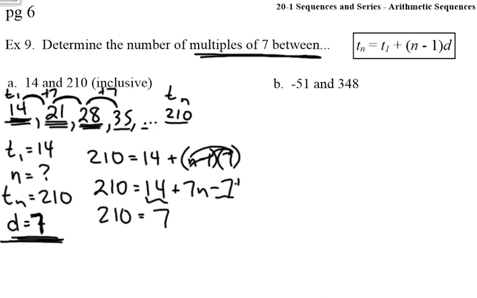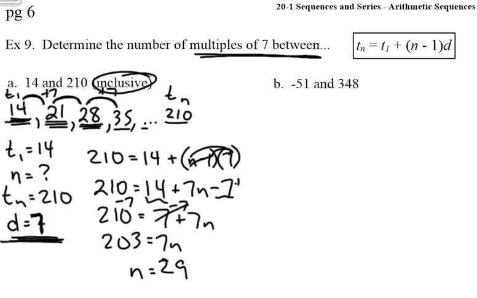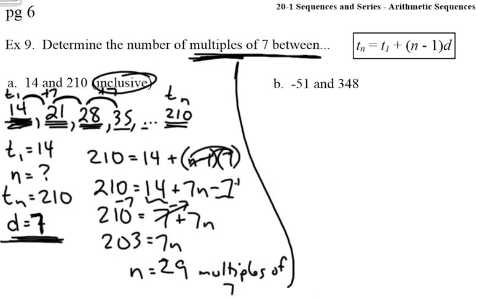Combine those two terms, which gives us 7 plus 7n. Subtract 7 and divide by 7. And we end up with 29. So including the 14 and 210, there are 29 multiples of 7. So that's what we're looking at. Multiples of something is another way to talk about the fact that we end up with an arithmetic sequence.